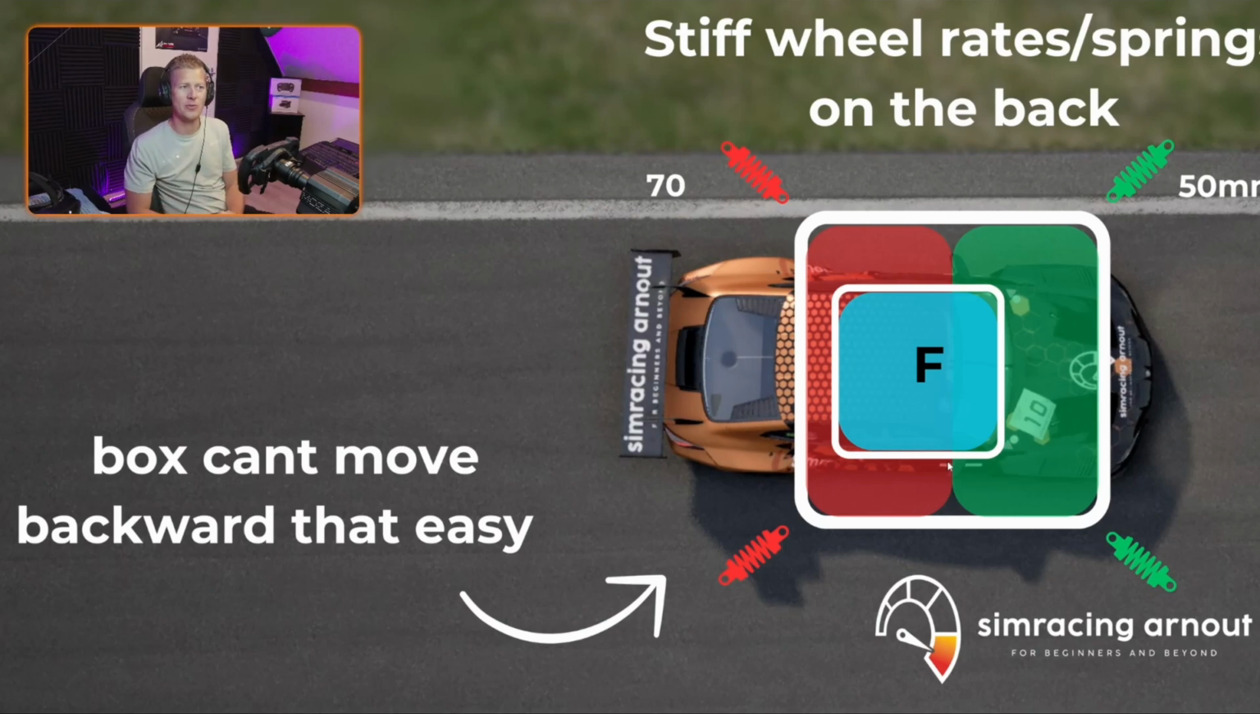So I increase the wheel rates on the back to get rotation in slower and mid-speed corners. So I increase those rates. And what this does now, the force box is allowed to go backwards, but not that easily. And in high speeds, it will just suck up all of this square area, but the red part you can see here represents these stiffer wheel rates.